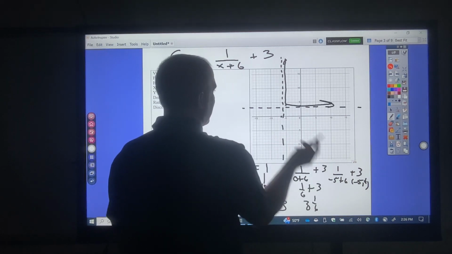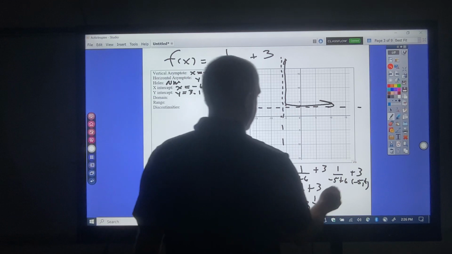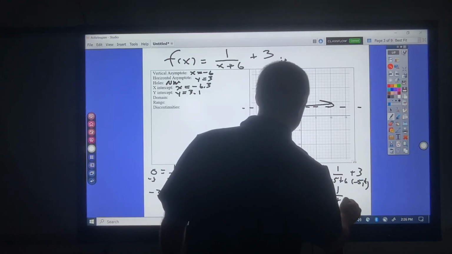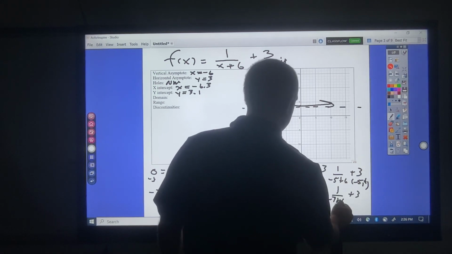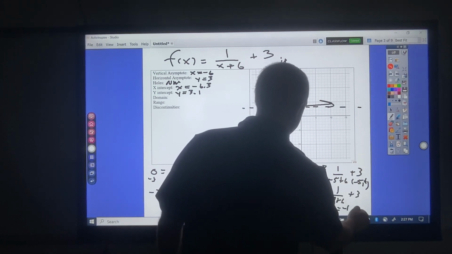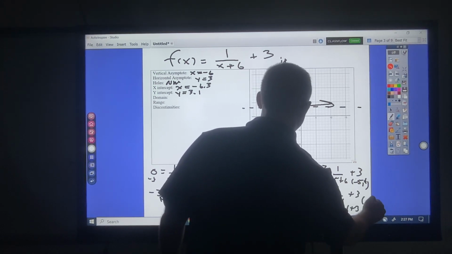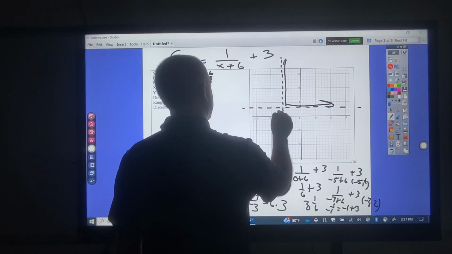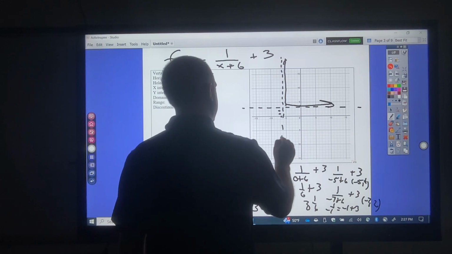Okay, if I want to put negative 7 in, that would be 1 over negative 7 plus 6, plus 3. So that'd be 1 over negative 1, which is negative 1. Negative 1 plus 3 is 2. So that's negative 7, 2. So negative 7 over 2 up. Whoops, right here. So what that would be is something that looks like this.